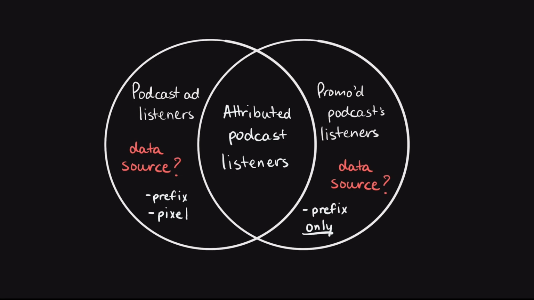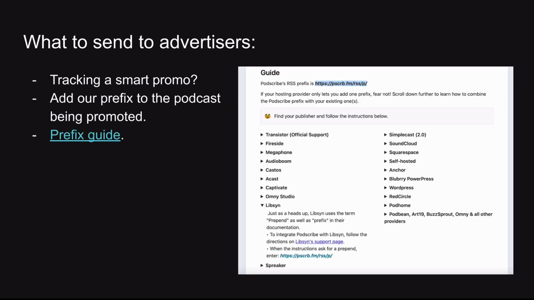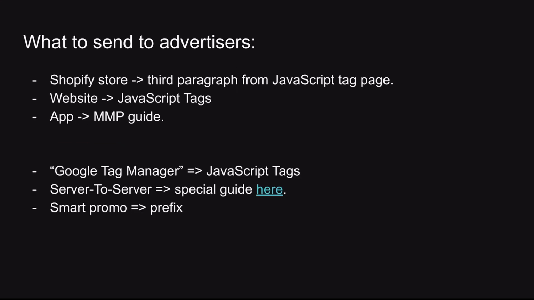So we get that type of data from the prefix, which tells us download data of everyone downloading the podcast. And then for the people who listen to the ad, we can use the prefix if the ad is embedded, or we can use a pixel if the ad is dynamically inserted. That's how we track smart promos. And here is the guide to our RSS prefix in case you need to send that out.